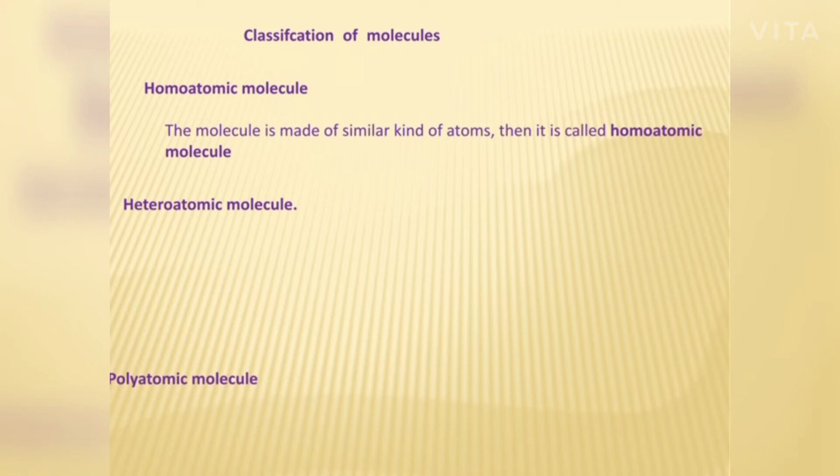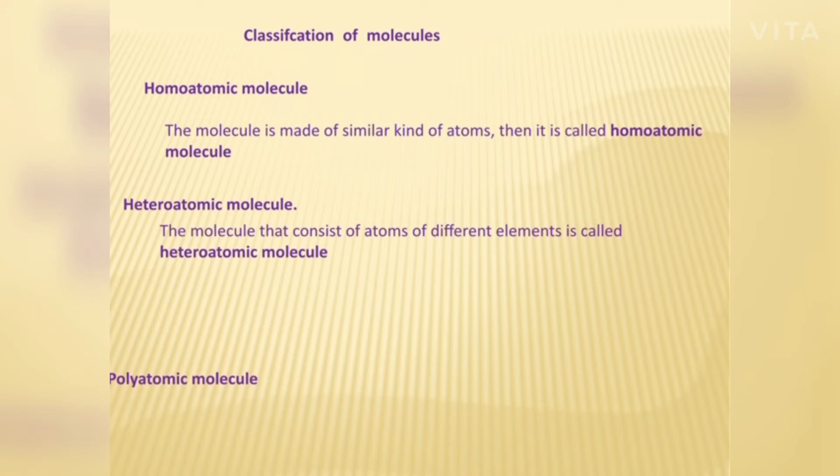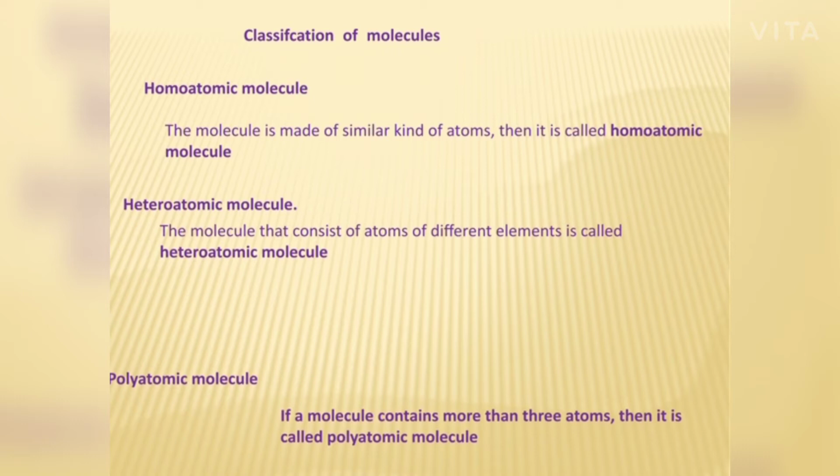Homoatomic molecule means the molecule is made up of similar kind of atoms. Heteroatomic molecule means the molecule that contains atoms of different elements. If a molecule contains more than 3 atoms, then it is called a polyatomic molecule. The number of atoms present in the molecule is called atomicity.